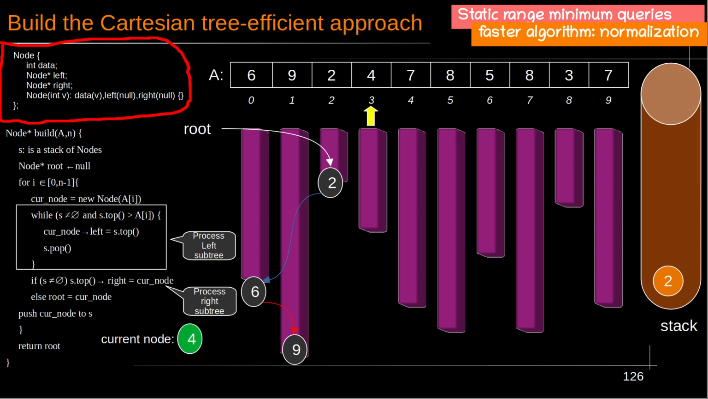We go to 4. My current node is 4 now. I will test if the top of the stack is greater than 4, the current node. The answer is no. So the stack is not empty. I will say that 4 will be in the right subtree of 2.